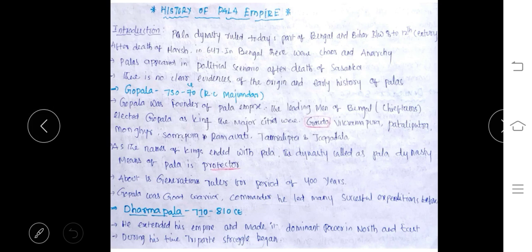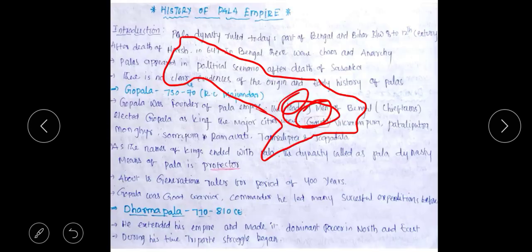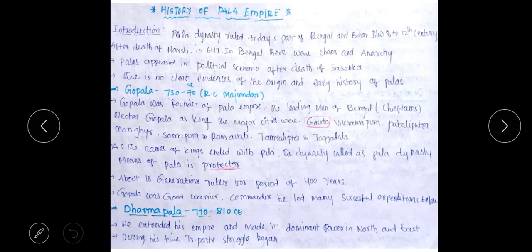So before starting with the political history of the Pala Empire, we deal with a little background about the Pala Dynasty, how they came to power. I have shown you the map. This is the place where Bihar and Bengal are located. This is the place where they originated, and this is an important place for them. They ruled in the regions of Bihar and Bengal between the 8th and 12th century AD or CE. So how did it take place?